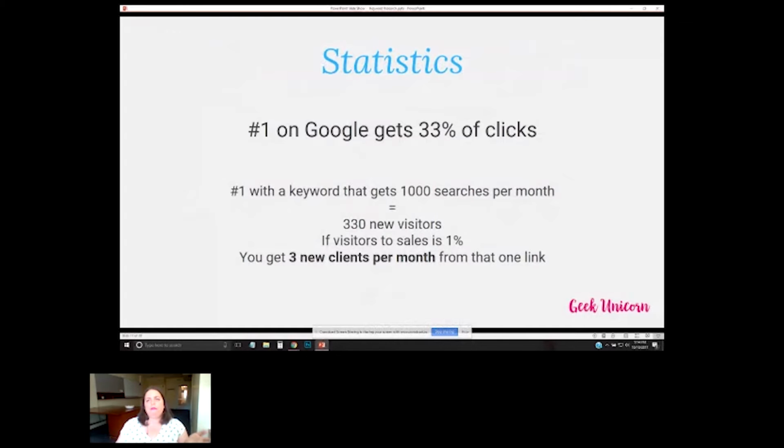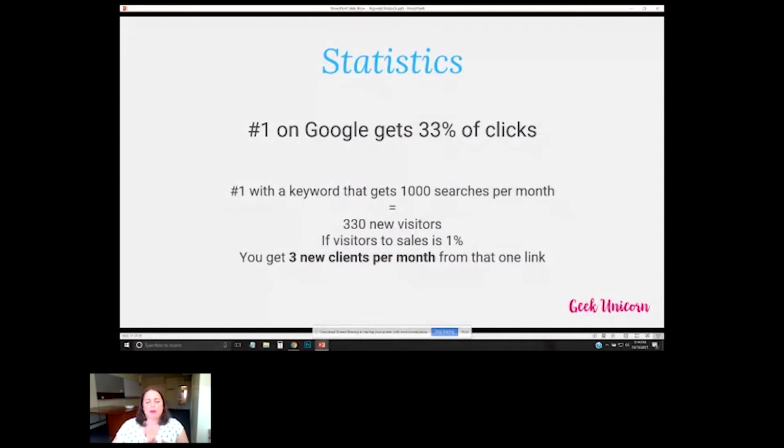And if I already know my conversion rate, if all my visitors who come to my website, if my sales from that is like 1%, so not talking about lead generation, but actual cash transaction sales, then you can consider yourself getting 3 new clients per month from that one link. So that may not sound like a lot. Or maybe to some of you that's like, yeah, 3 per month, that's great.